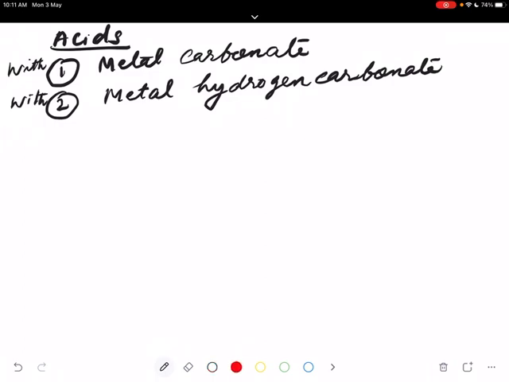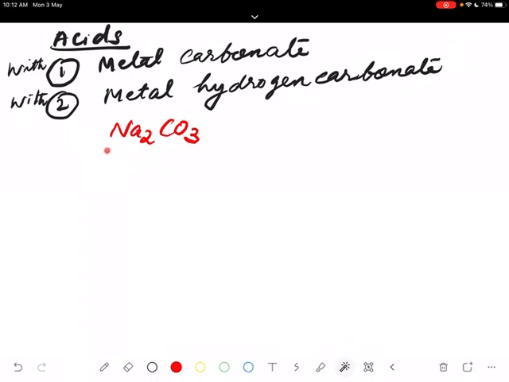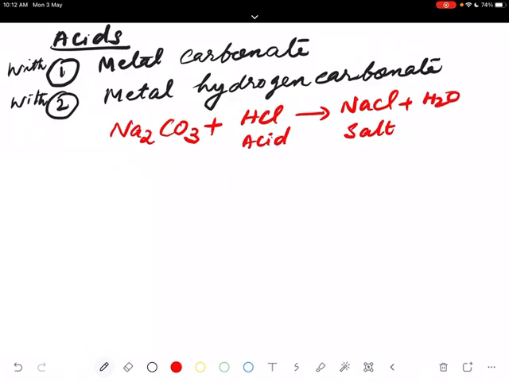Metal carbonate, for example, Na2CO3. Metallic portion is this, this is carbonate portion. So metal carbonate, Na2CO3 plus, I can take HCl. This is acid, so we are treating with our acid. What we are getting is salt, that is NaCl, water plus carbon dioxide.